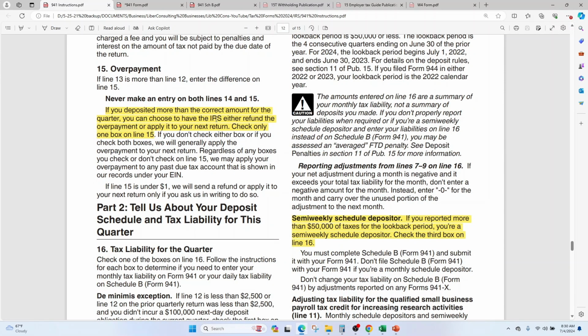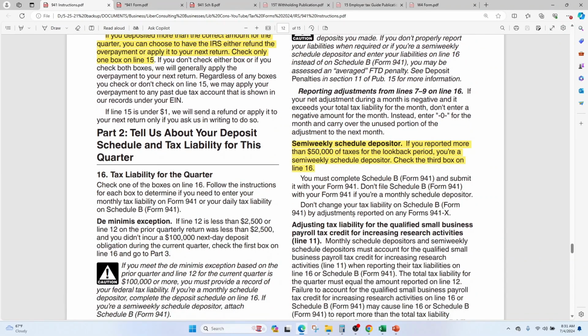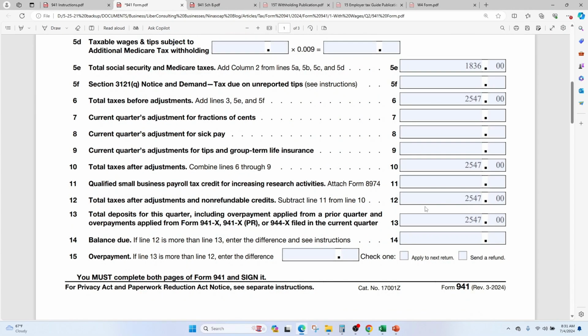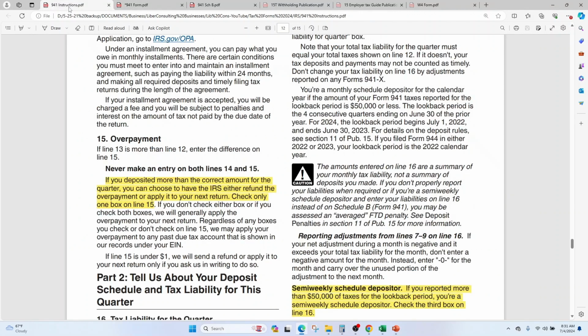If you deposit more than the correct amount for the quarter, you can choose to have the IRS either refund the overpayment or apply it to the next return. Check only one box on line 15. You have to choose whether to apply it to the next return or to be sent a refund. You check one of the two. And they went a little bit into detail there as well.